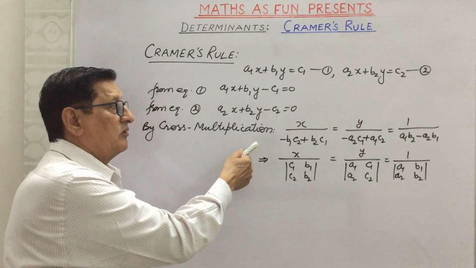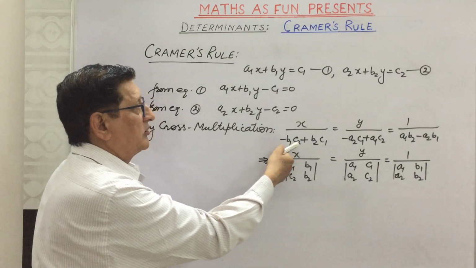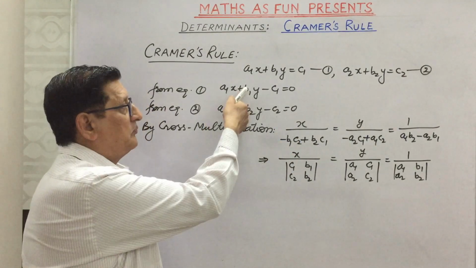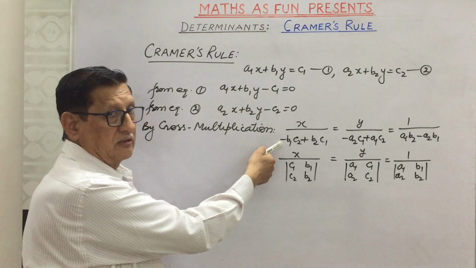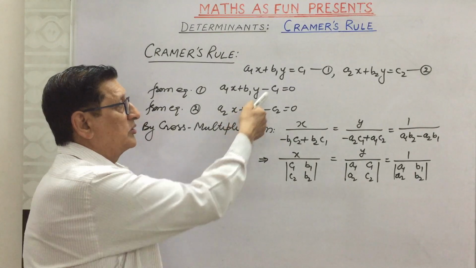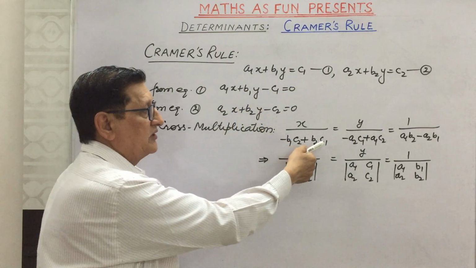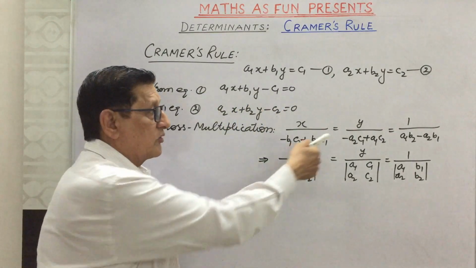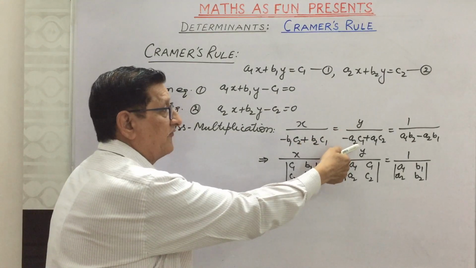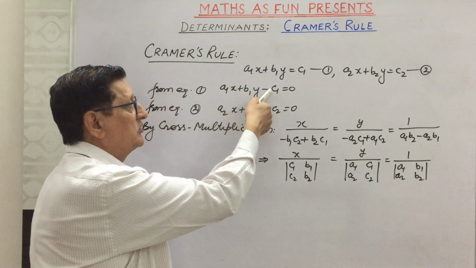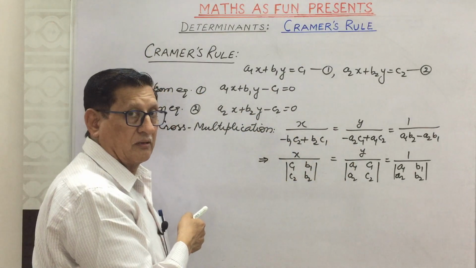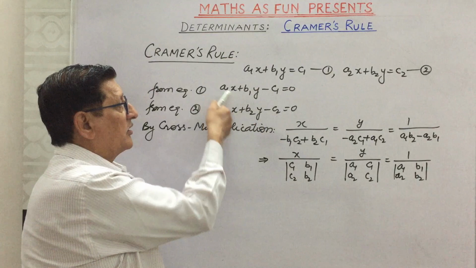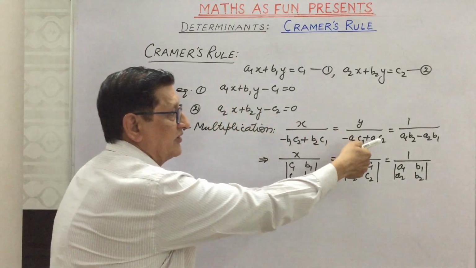So here we go, we will find x upon b1 into minus c2, that is b1 c2 with negative sign, and minus b2 into minus c1, that is plus b2 into c1, equal to y upon, the same way, this is minus a2 into c1 plus a1 into c2, equal to 1 upon a1 b2 minus a2 b1.